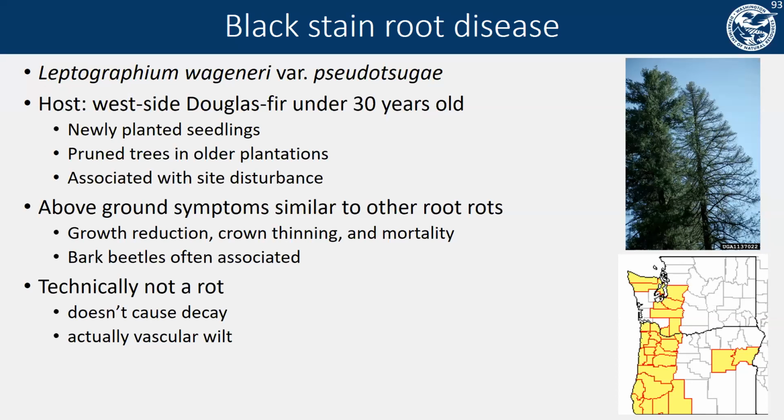The lucky thing here is that the aboveground symptoms are similar to other root rots. So based on your knowledge from earlier this week, you should be able to recognize that there might be a root rot happening here. You see clustered areas that might have a growth reduction, crown thinning, or mortality of trees. And you may also see bark beetles associated with this, just like you would with other root diseases. Now, I do want to say that I've been saying black stain root rot, and I haven't been saying that.